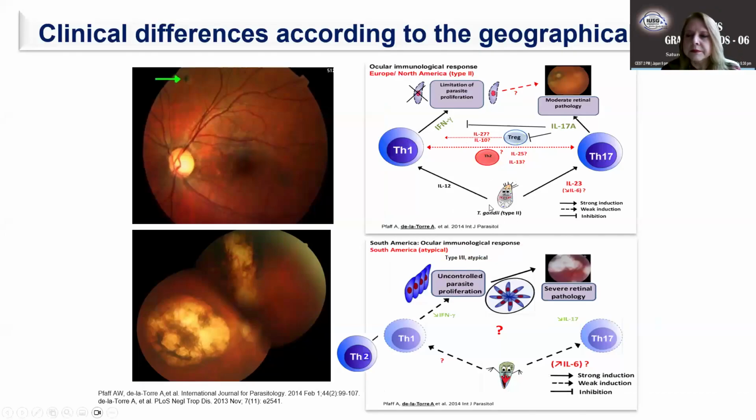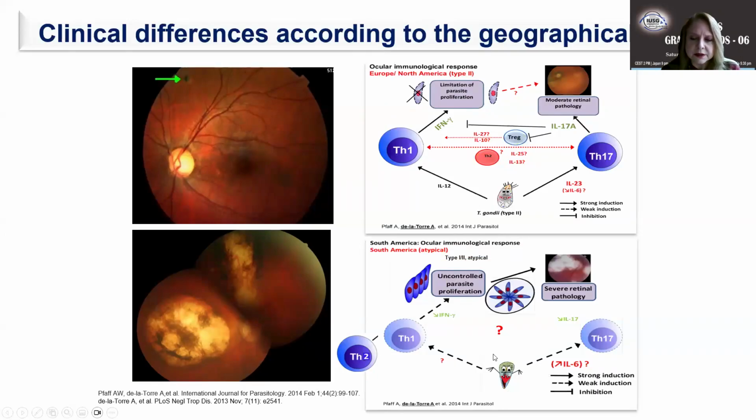For example, European patients that are infected with less virulent strains, usually type 2 strains, present a Th1 and a Th17 deviated immune response with a higher production of interferon gamma and IL-17A, leading to a limitation of the parasite proliferation and a moderate retinal pathology, as you can see here.